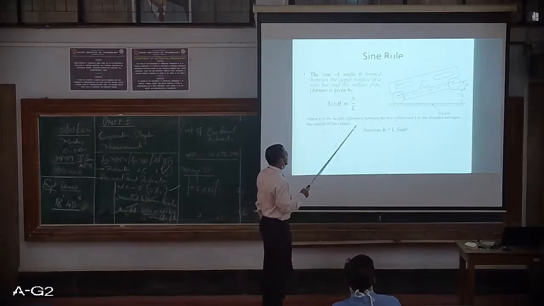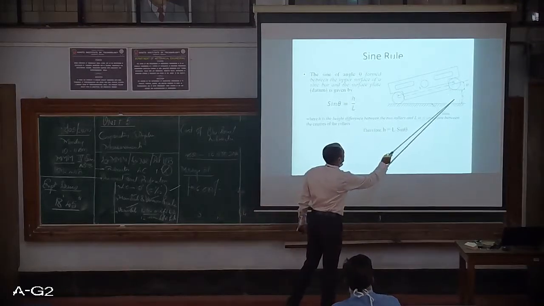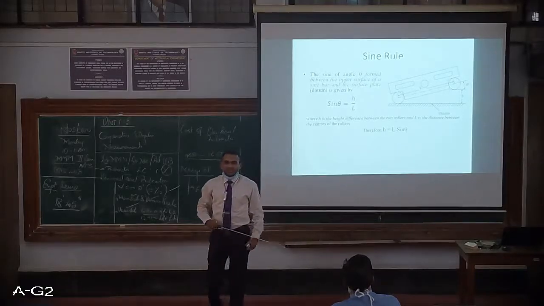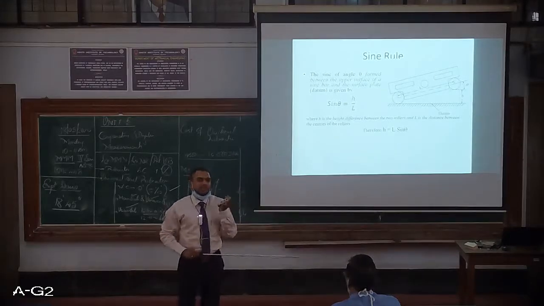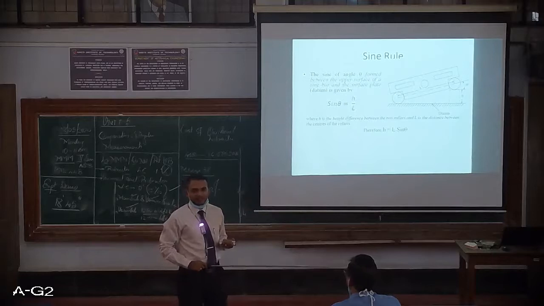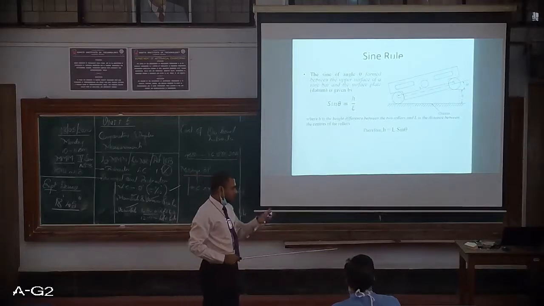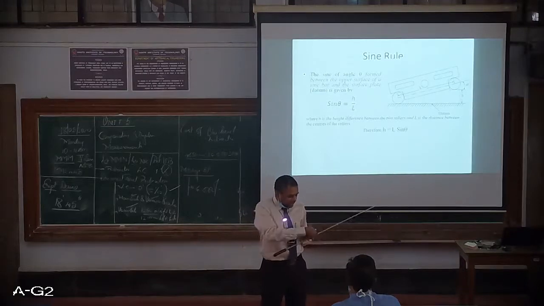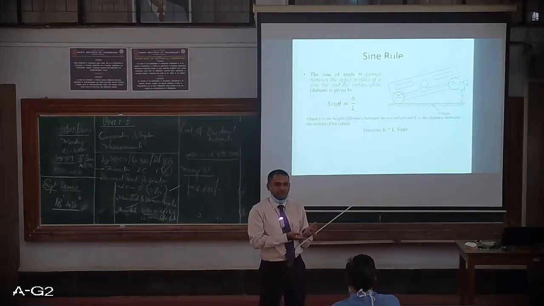So h is the height difference between two rollers. This is the height difference. You might ask, sir, what is this particular height? See, you cannot use a sine bar without a slip gauge. Say for example, if you want to set this sine bar at a particular angle, you need to have certain height on the other end. This has to be on the surface plate. This end has to be on the surface plate.